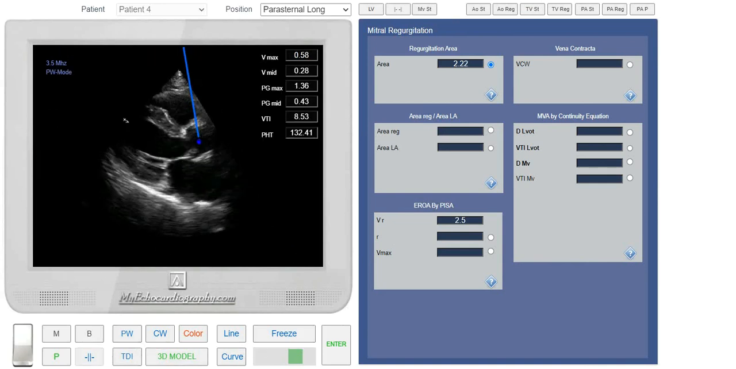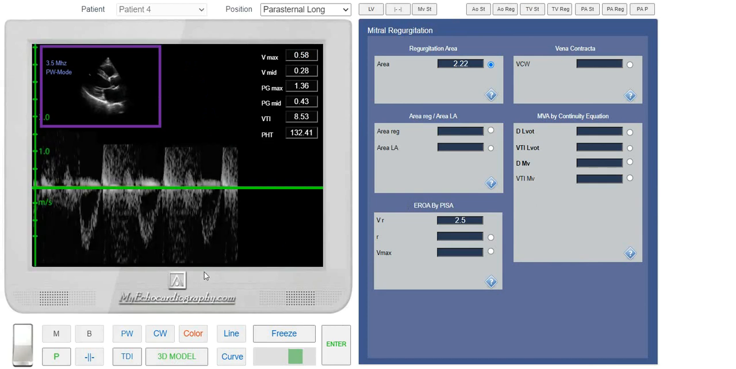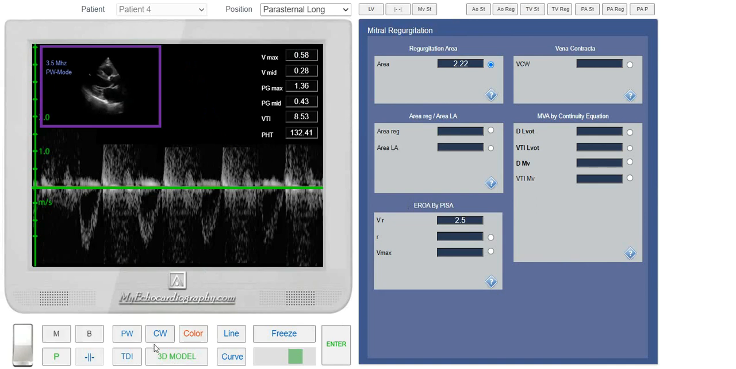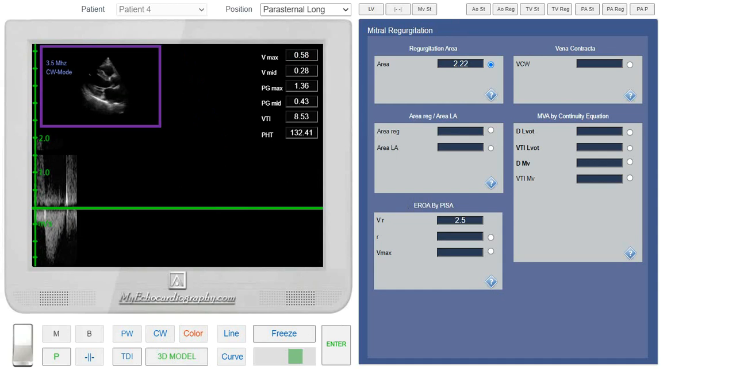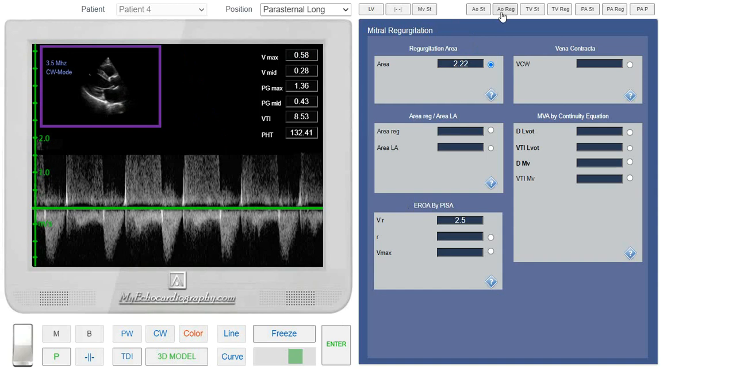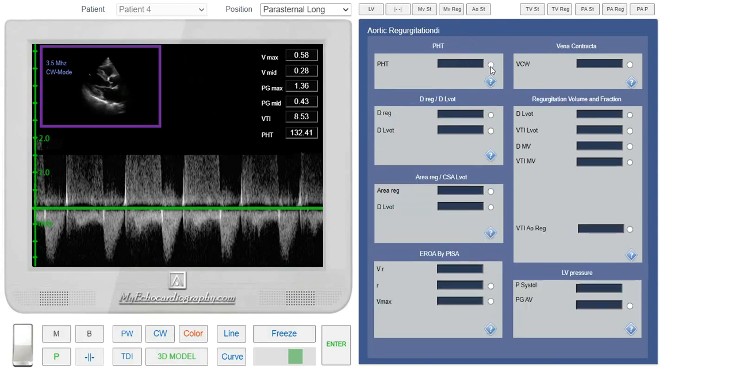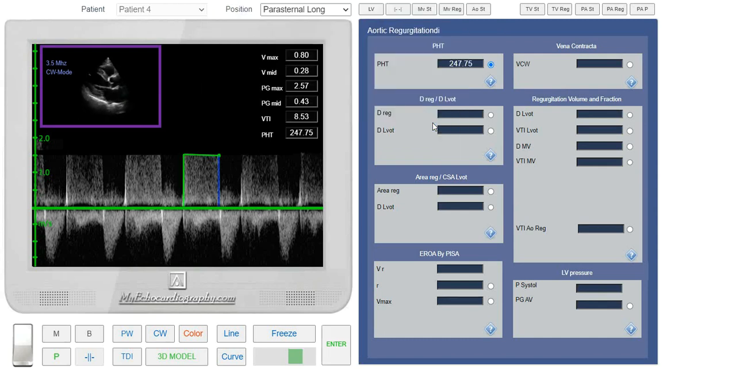Let's examine flow in the ascending aorta. Pulsed wave Doppler. Continuous wave Doppler. The patient has aortic regurgitation as well. Let's assess the severity of the regurgitation by pressure half time, PHT. The patient has moderate aortic regurgitation. Echocardiography Online Simulator, myechocardiography.com.